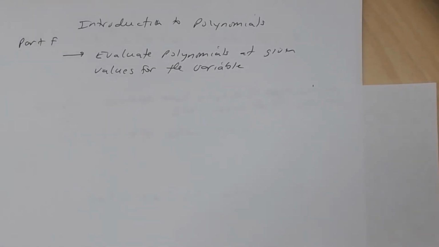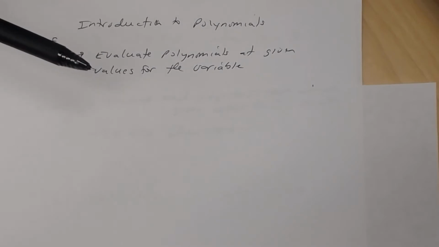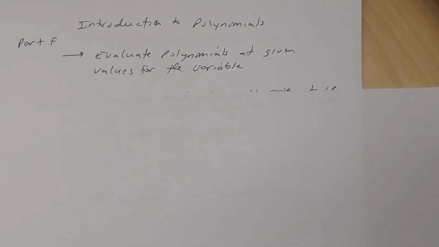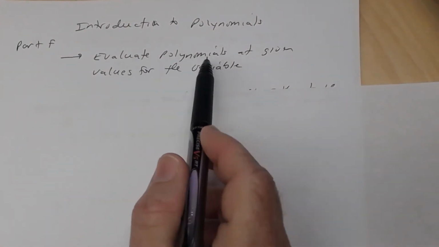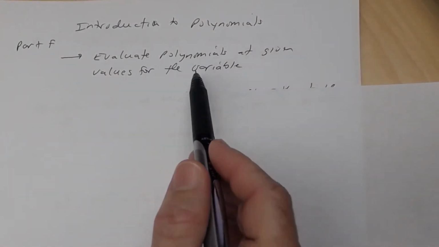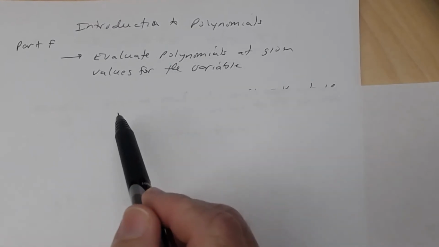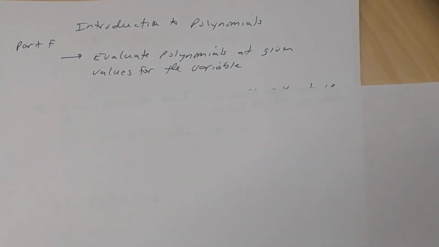Okay, so in part F of the lesson that pertains to Introduction to Polynomials, we're going to evaluate polynomials at the given value for the variable. Now, in a previous lesson, you did evaluate expressions, but those expressions were not necessarily polynomials. In this case, we're dealing specifically with polynomials. And basically, remember, when you evaluate an expression at particular variables, you just substitute those numbers back into the variable and use the order of operations.